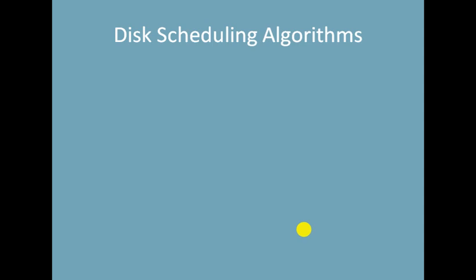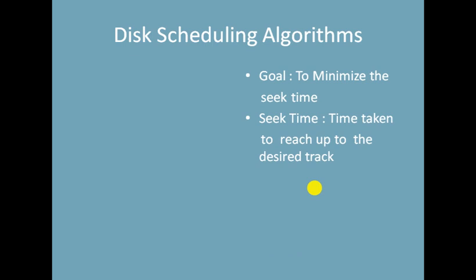So the main goal of these disk scheduling algorithms is to minimize the seek time. Now what is the seek time? Seek time is the time taken to reach the desired track. So in a hard disk, the head starts from its location and moves to the desired track, and that time is called seek time.